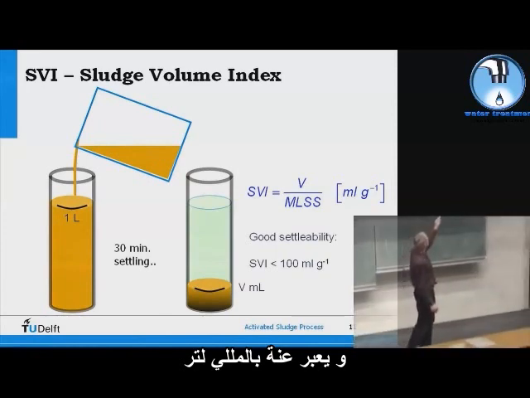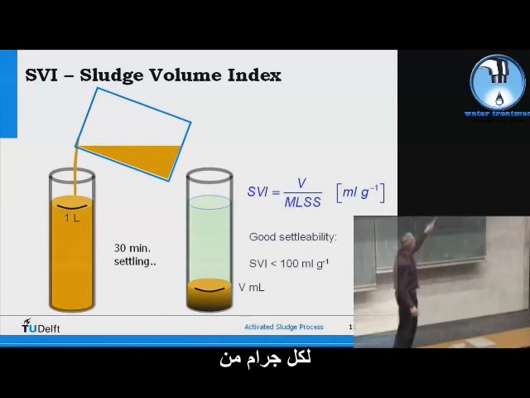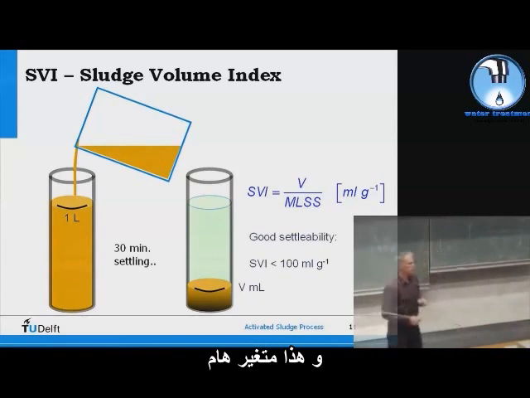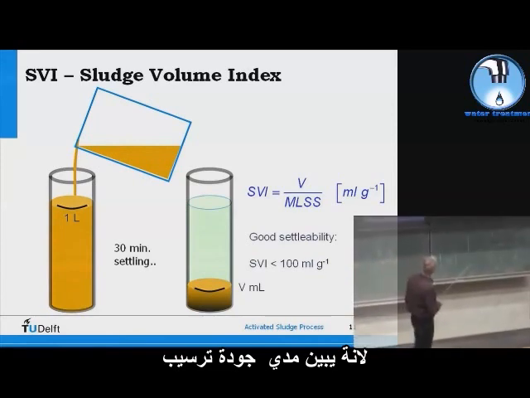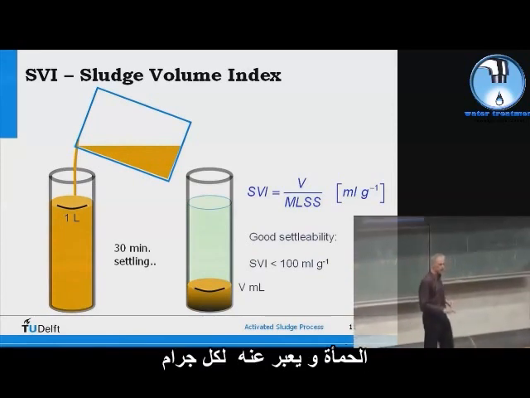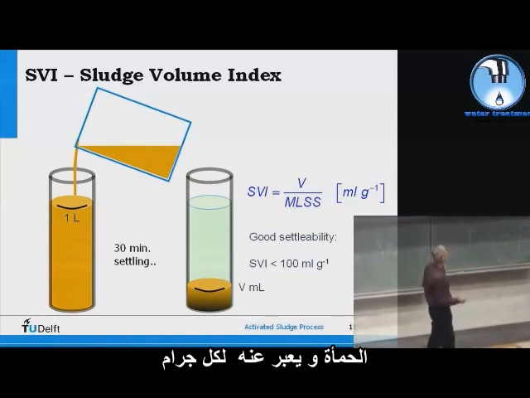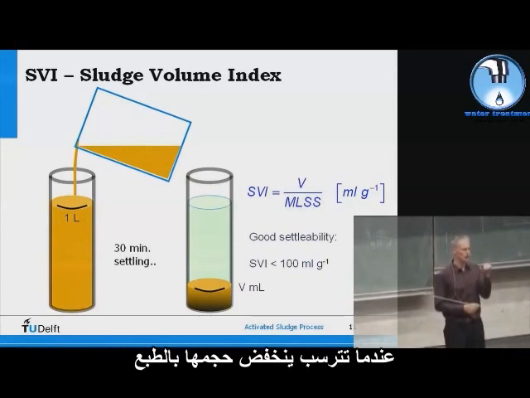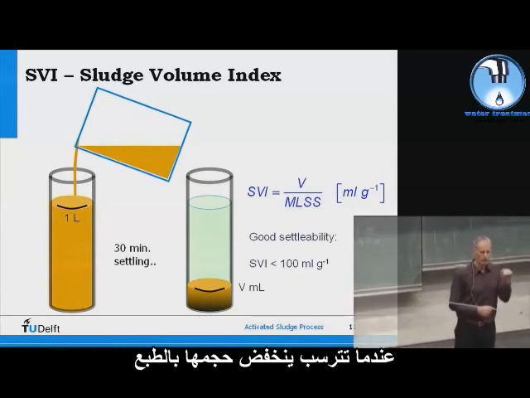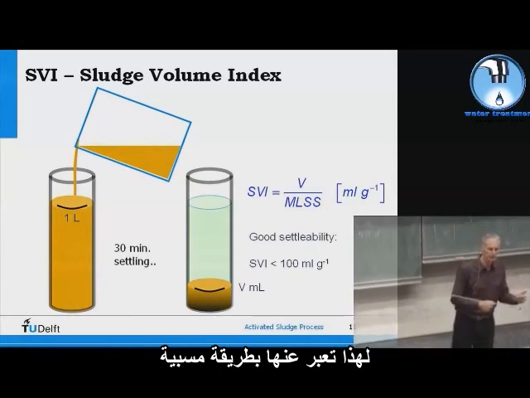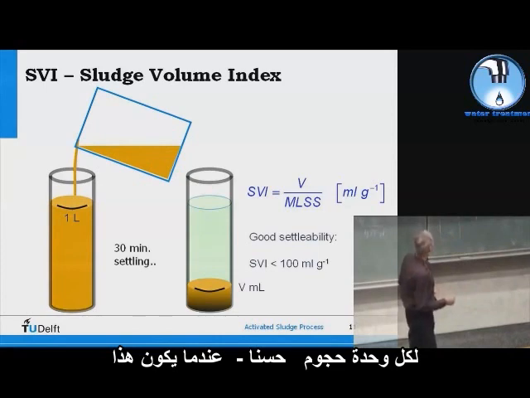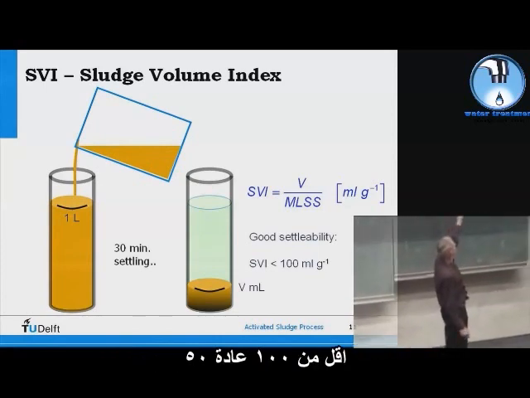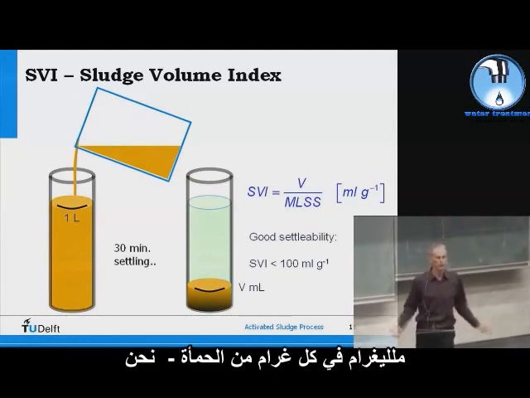And it's expressed in milliliters per gram of sludge. And this is an important variable because it shows how well the sludge in fact settles. And it's expressed per gram because if you have a lot of sludge, it won't settle well, of course. That's why we express this in a relative way per unit of volume.